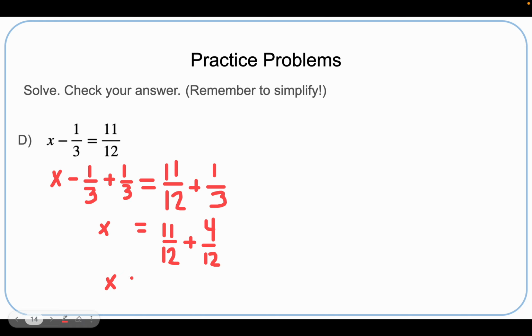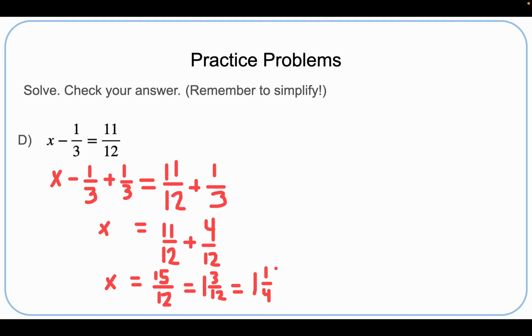We have x equals 11 plus 4 is 15, 15/12. Now we can simplify this because this is an improper fraction. So 12 goes into 15 once. There is 3/12 left over, and we can simplify that even more by factoring out a 3 from that fraction. So we would be left with 1 and 1/4 as our answer.